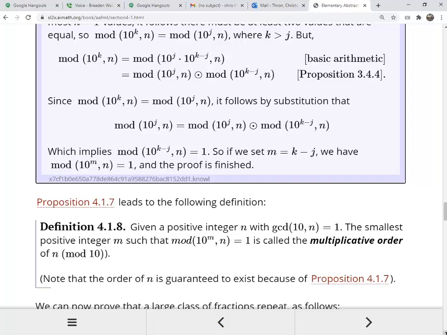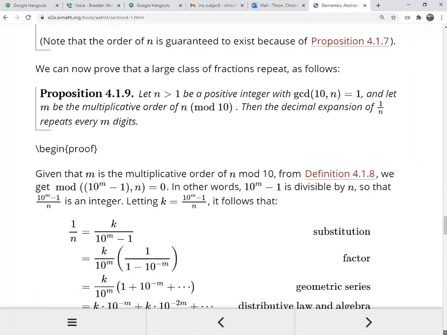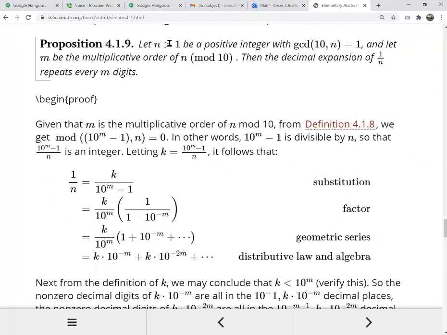So we can now prove that a lot of fractions repeat, as follows. Let n be some positive integer relatively prime to 10, and let m be the multiplicative order. Then the decimal expansion of 1 over n repeats every m digits. So what's the proof here?